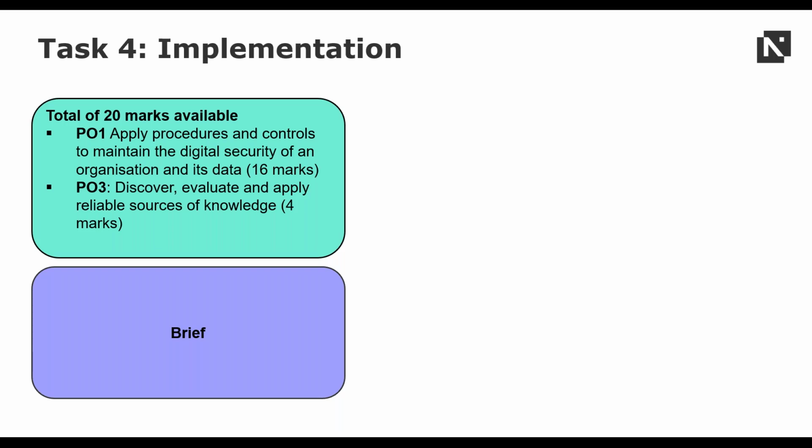The marks awarded, how they relate to the POs, can be seen on the screen now. And then, James, is anything else you can add in terms of the brief or activities for task 4? No, it's really about that future proofing or network hardening, as we call it. So it's kind of a continuation really of that assessment.